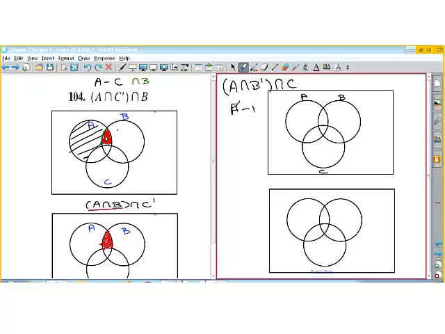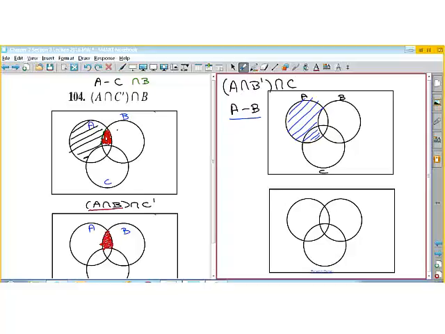A intersect B complement is the same as A minus B. So A is this, minus B, you take this part out. So A minus B, which is this part, is what's in A but that I've subtracted out what's in B. If I filled in A completely and then erased B, I'd get that result. So that's A minus B. Then I want to intersect that with C.